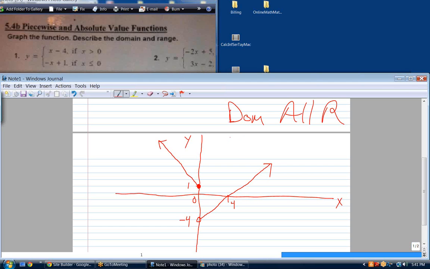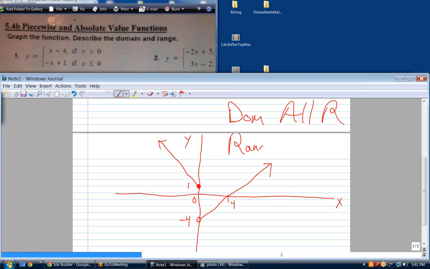Okay. What's the range of this? Again, looking at the graph.